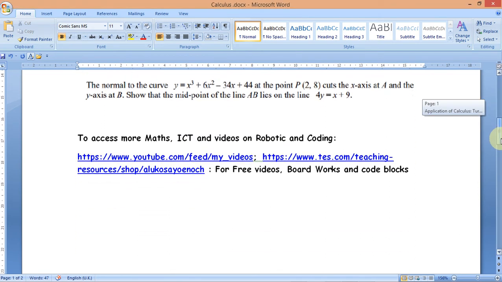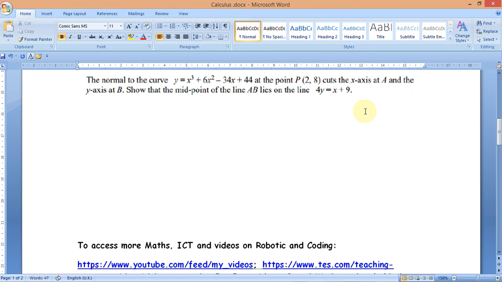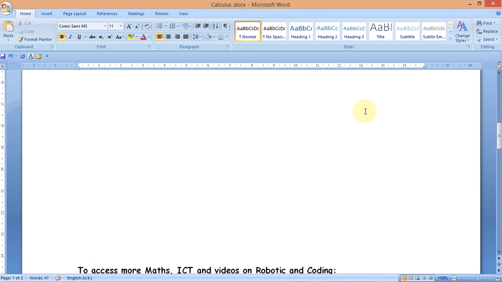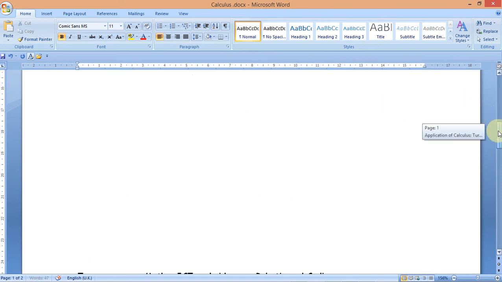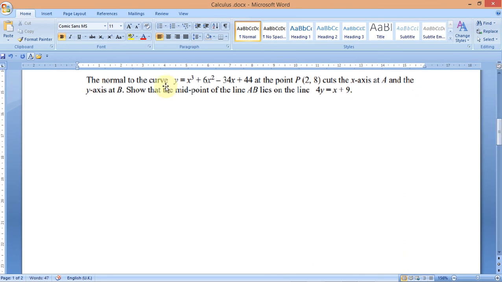So this is the final question, I pray, because my time is fast spent, right guys. Let me just quickly read that. The normal to the curve y equals this at point this, cuts the x-axis at A and the y-axis at B. Show that the midpoint of the line AB lies on the line 4y equals x plus 3.